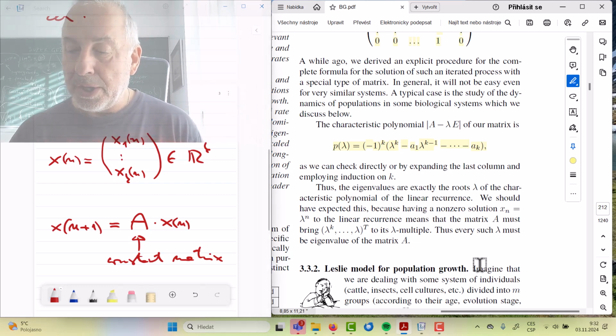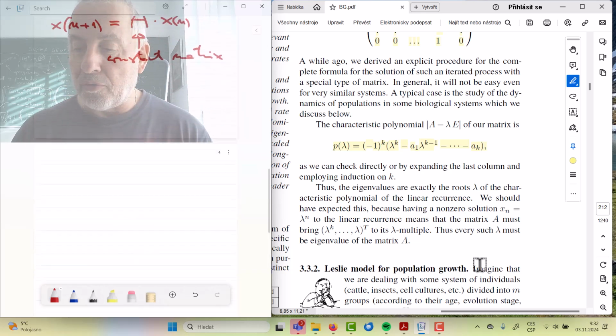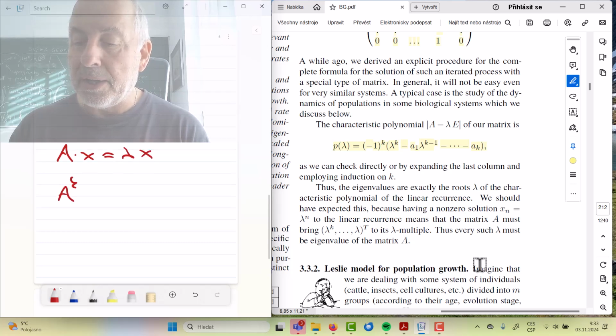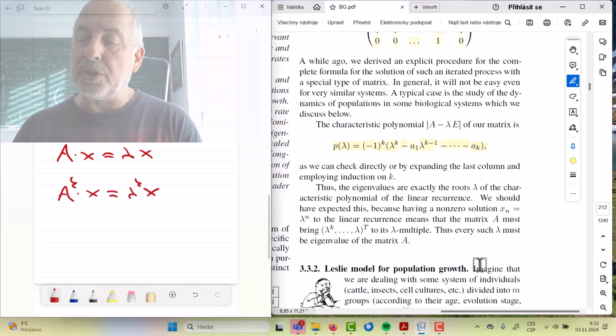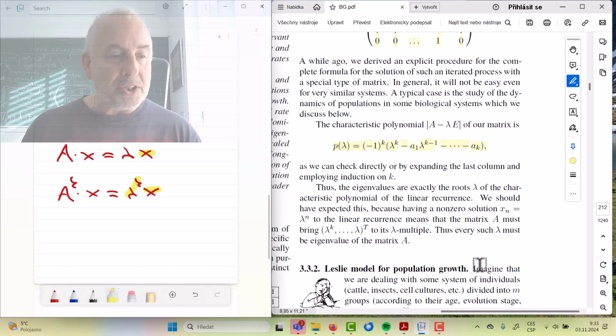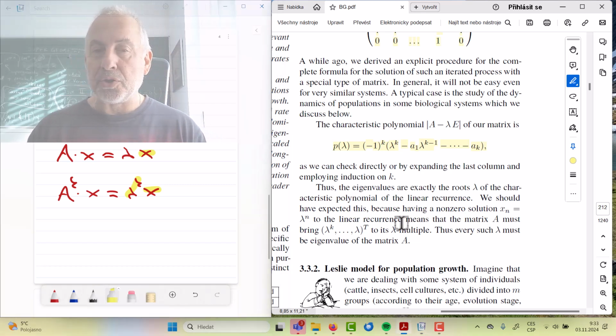And that's because if you look for eigenvalues and eigenvectors, then if A times x equals lambda times x, then A^k times x equals lambda^k times x, right? So you see that the eigenvectors remain the same, whereas the eigenvalues are appearing with the k-th powers. And that's a very nice observation, and it also shows how useful the eigenvalues and eigenvectors are.